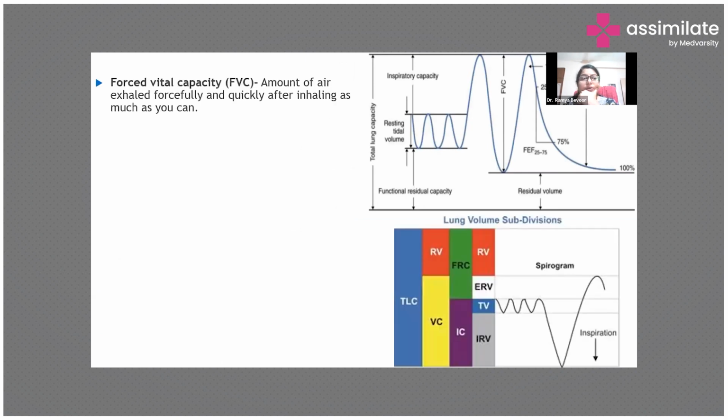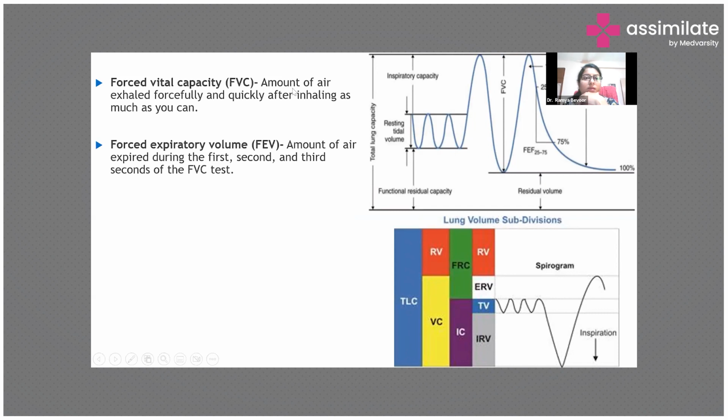We also have a few more, which is the forced vital capacity. I think somebody mentioned FVC. The forced vital capacity is the amount of air that is exhaled forcefully and quickly after inhaling as much as you can. And this is what we use when we have to do peak flowmetry. Basically, we ask the patient to take in as much air as possible and then blow forcefully and quickly into the peak flow meter, which gives us the forced vital capacity.